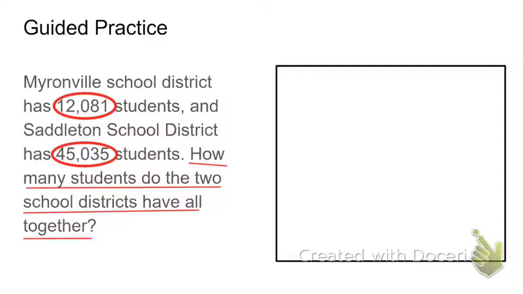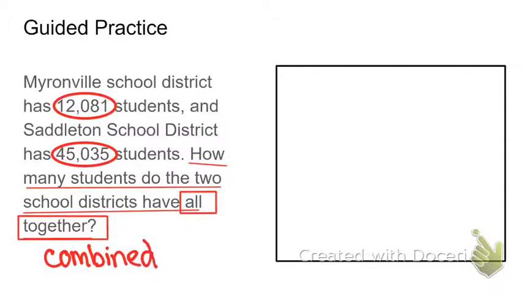Now, there are a couple words there that tell me something very important. I know that I want to find out how many students there are all together. And when I hear those words all together, that makes me think of the word combined. Combined, all together, in all, total, those all are words that tell me I need to add. So I know now that I need to add the two numbers that I've been given.